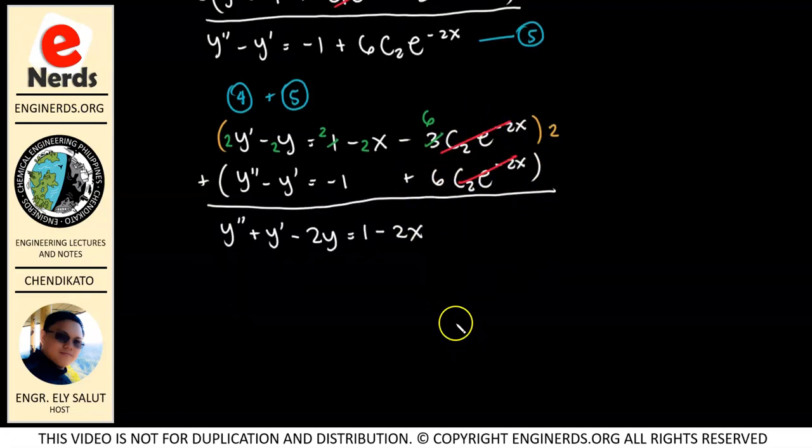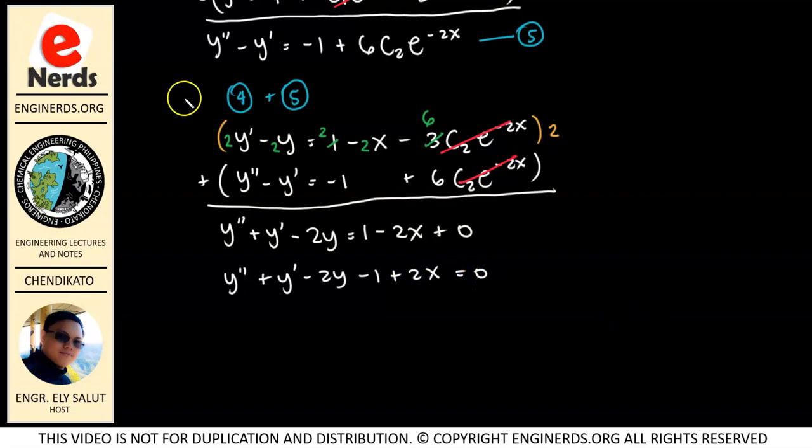Okay? So, now, we have here plus 0. So, ito na yung magiging final answer natin. We have y double prime plus y prime minus 2y minus 1 plus 2x is equal to 0. So, this is our final answer for this problem.